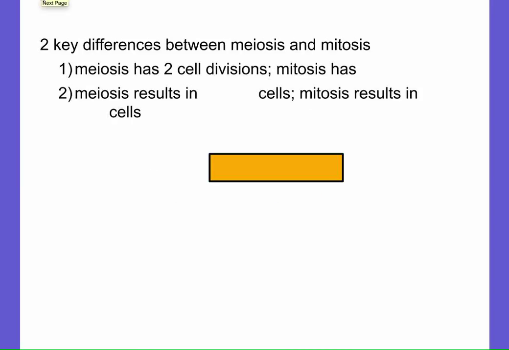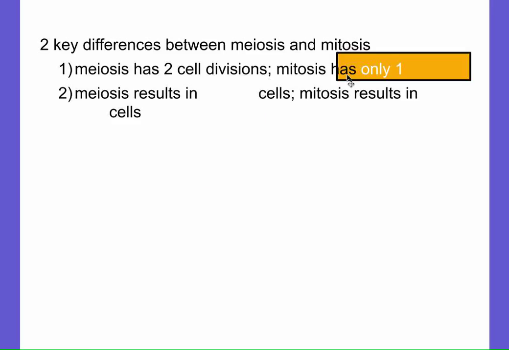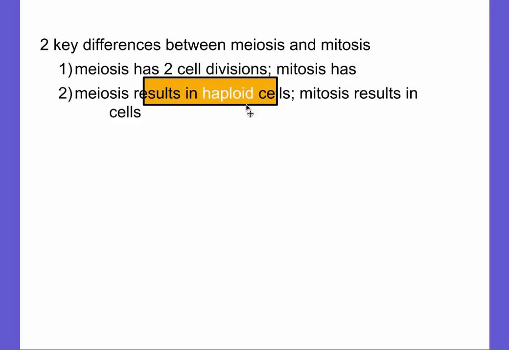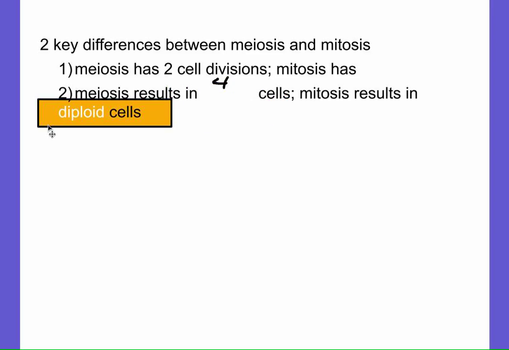Otherwise, some key differences up here. Meiosis has 2 cell divisions. Mitosis only has 1. Right, so fairly simple blanks to fill in. Meiosis here results in haploid cells. How many haploid cells? 4. So you might put that number in there just so you can clarify. Whereas mitosis is going to end up with diploid cells. How many of those? 2. So if you put a number with that, that might help a little bit.